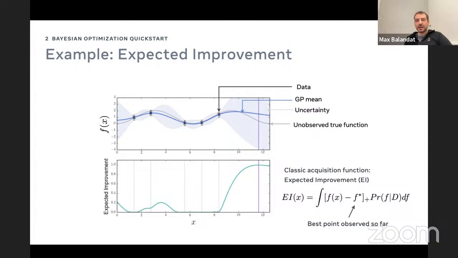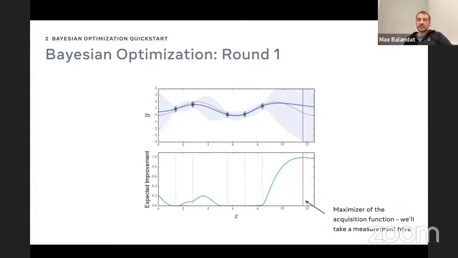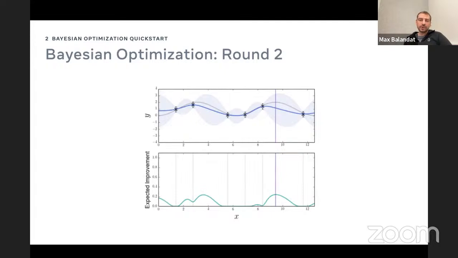You find the maximizer of that. That basically tells you where to select the next point to evaluate, which now here happens to be on the right. You make an observation that reduces the uncertainty. Once you have the model updated, your EI looks different. You can optimize that again, pick the next point, and keep going. So that's to ground everybody in the same setup of what Bayesian optimization is.